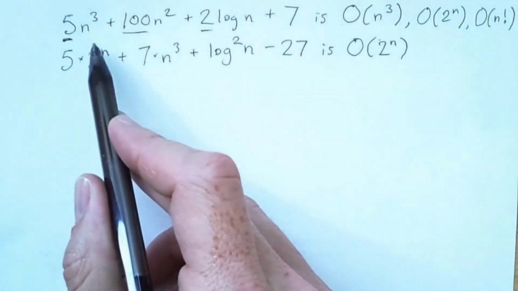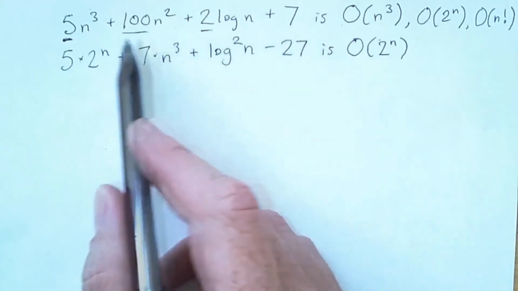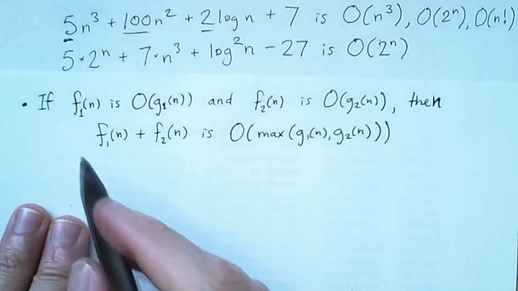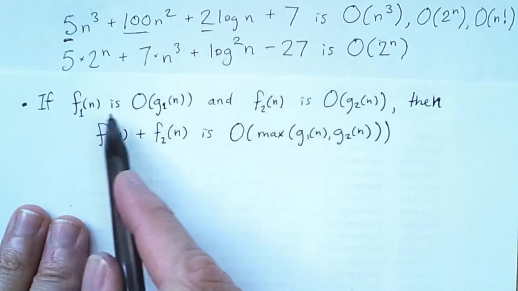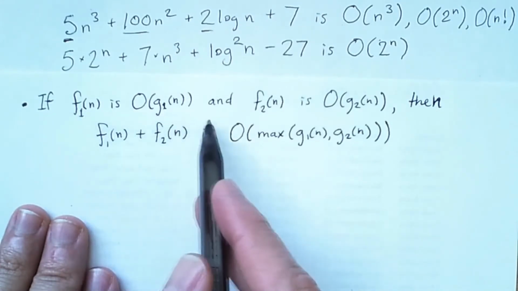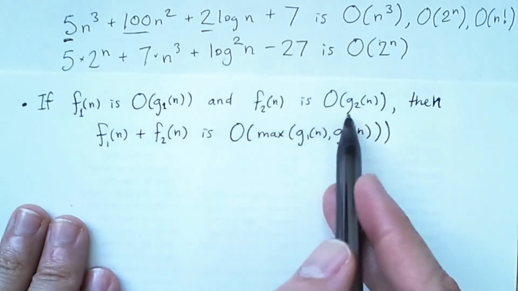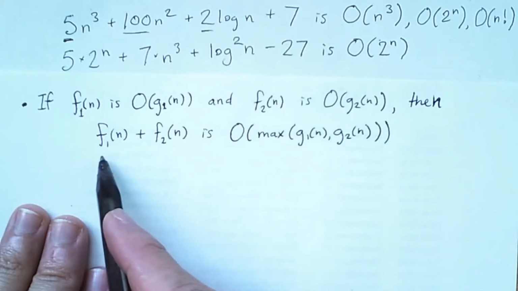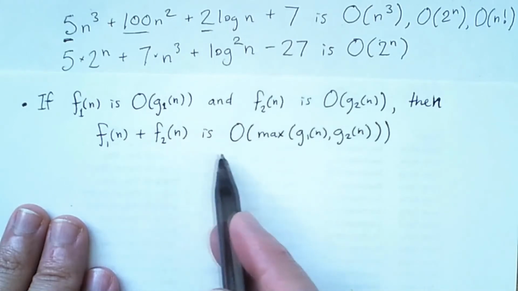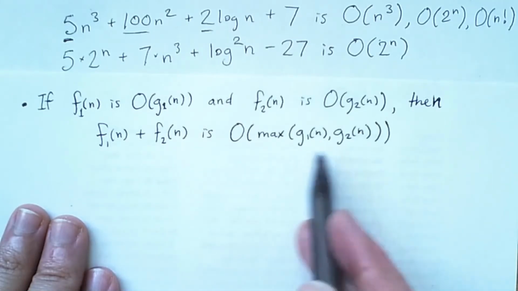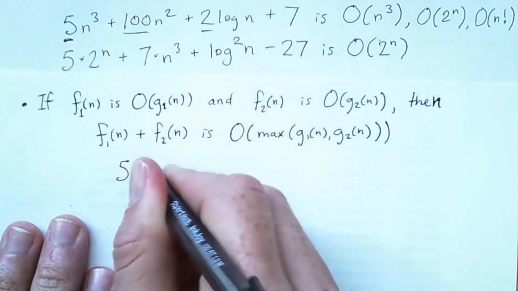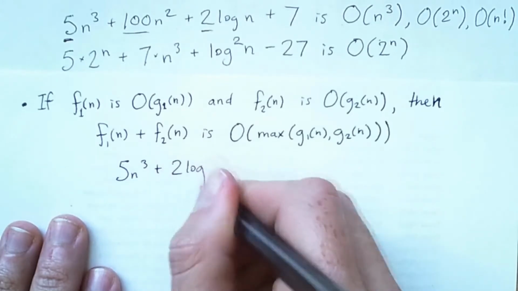So the fact that when you add a bunch of these functions together, all that matters is the one that grows the fastest can actually be formalized with a theorem. This theorem says that if f sub 1 of n is O of g sub 1 of n, and f sub 2 of n is O of g sub 2 of n, then if you have a function that combines those two subfunctions, f1 of n plus f2 of n, then this is going to be big O of whichever of those two g functions is largest, the maximum of g sub 1 of n and g sub 2 of n. So an example of this is if we have 5n cubed plus 2 log n.